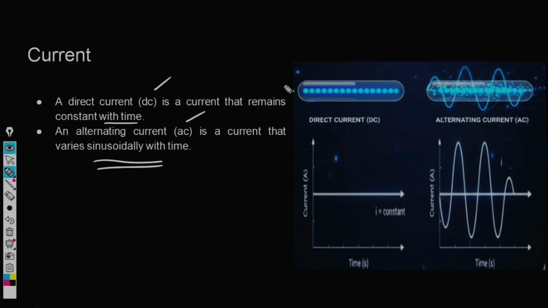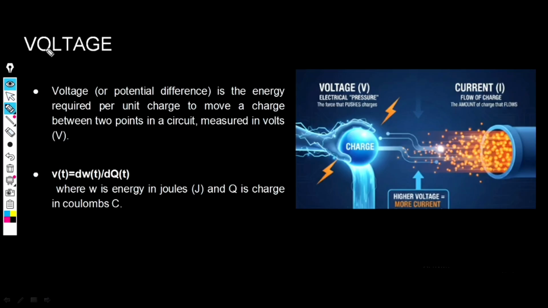Let's be specific that we are considering current in metals. Then the charge carriers which will be flowing are nothing but electrons. So if these electrons are flowing in one direction itself, then we call it as DC current. But there is a chance that these electrons keep oscillating in multiple directions instead of just flowing in one particular direction, then it leads to AC current. And this is how we represent it. With respect to time, if the current is constant, then it is DC current, but if you see a sinusoidal waveform, then we call that AC current. Next, we have the concept of voltage.